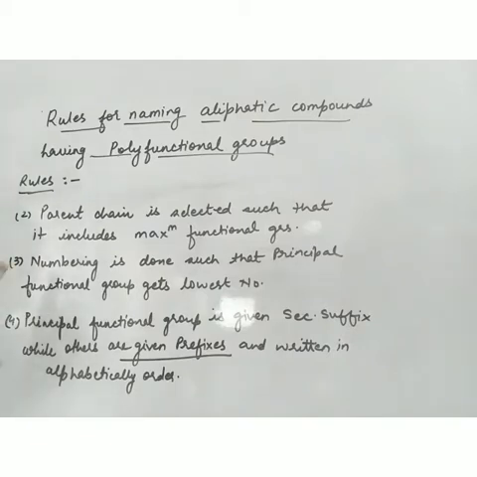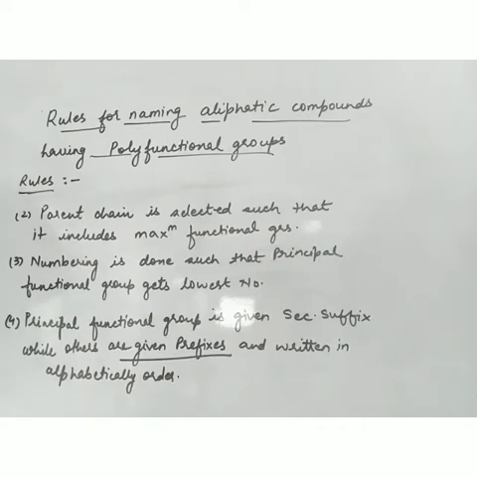Okay. Now numbering is done as we all do. Numbering is done such that the principal functional group gets the lowest number, meaning we'll number according to our principal functional group. Now the principal functional group is given the secondary suffix and the remaining functional groups are given prefixes, and they are written in the name in alphabetical order. So if 2 or 3 functional groups are there, then the principal functional group will be written as the secondary suffix while the others will be written as prefixes.